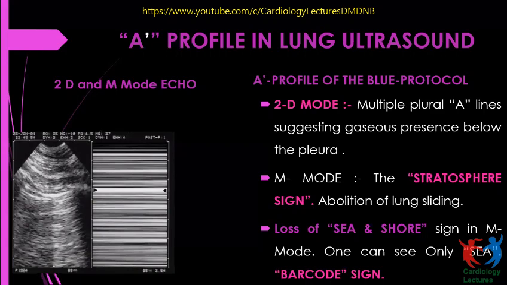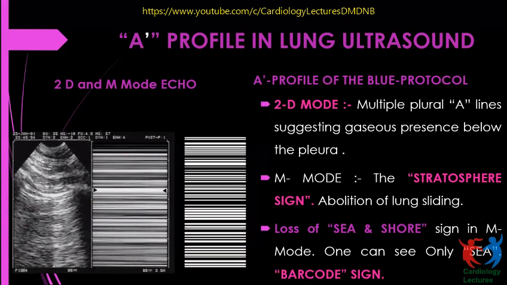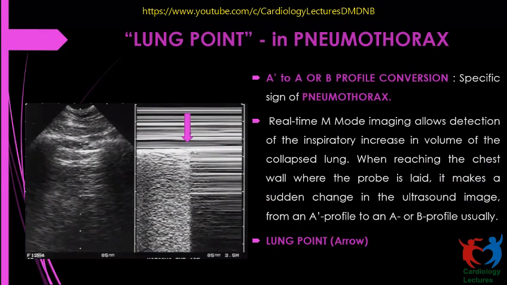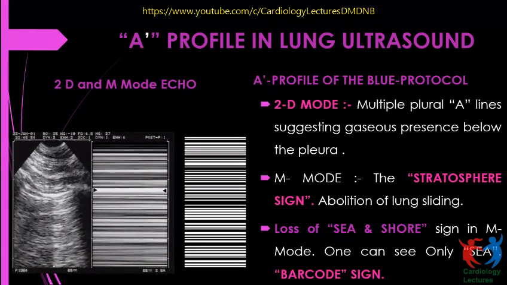If you do M mode in between the rib space, you get only sea everywhere. There is no shore. So there is loss of the seashore sign and presence of only sea in the M mode, and with multiple abundant A lines in the 2D mode, you have an A' profile. This sign is usually called the barcode sign in M mode. I have put a barcode just to compare with this. So this particular A' profile is specifically diagnostic of pneumothorax.